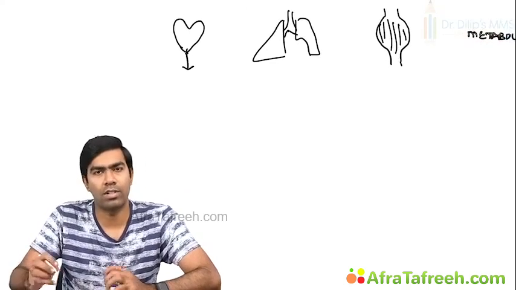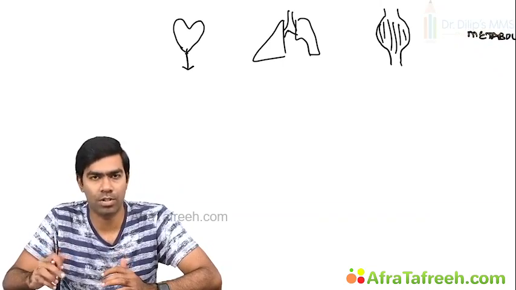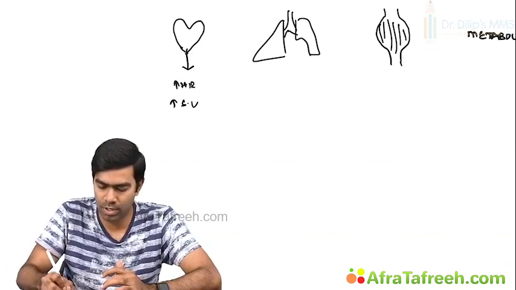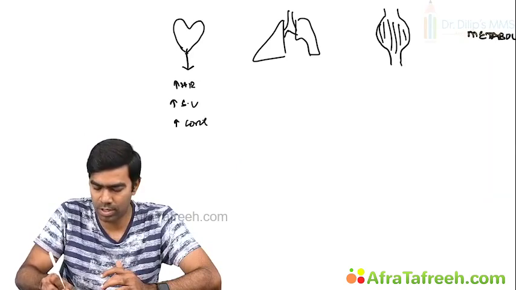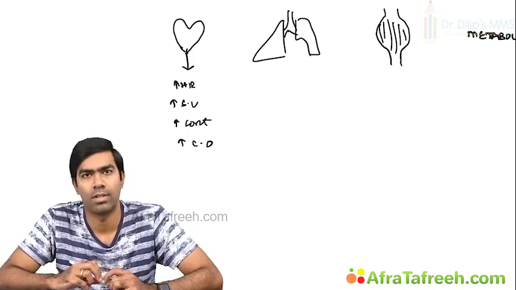You know, thyroxine is the one that's going to be causing chronotropic as well as inotropic potential on the heart, which means they are going to increase the heart rate, they are going to increase the stroke volume, they are going to increase the contractility. Because they increase the heart rate and the stroke volume, they are going to increase the cardiac output as well.